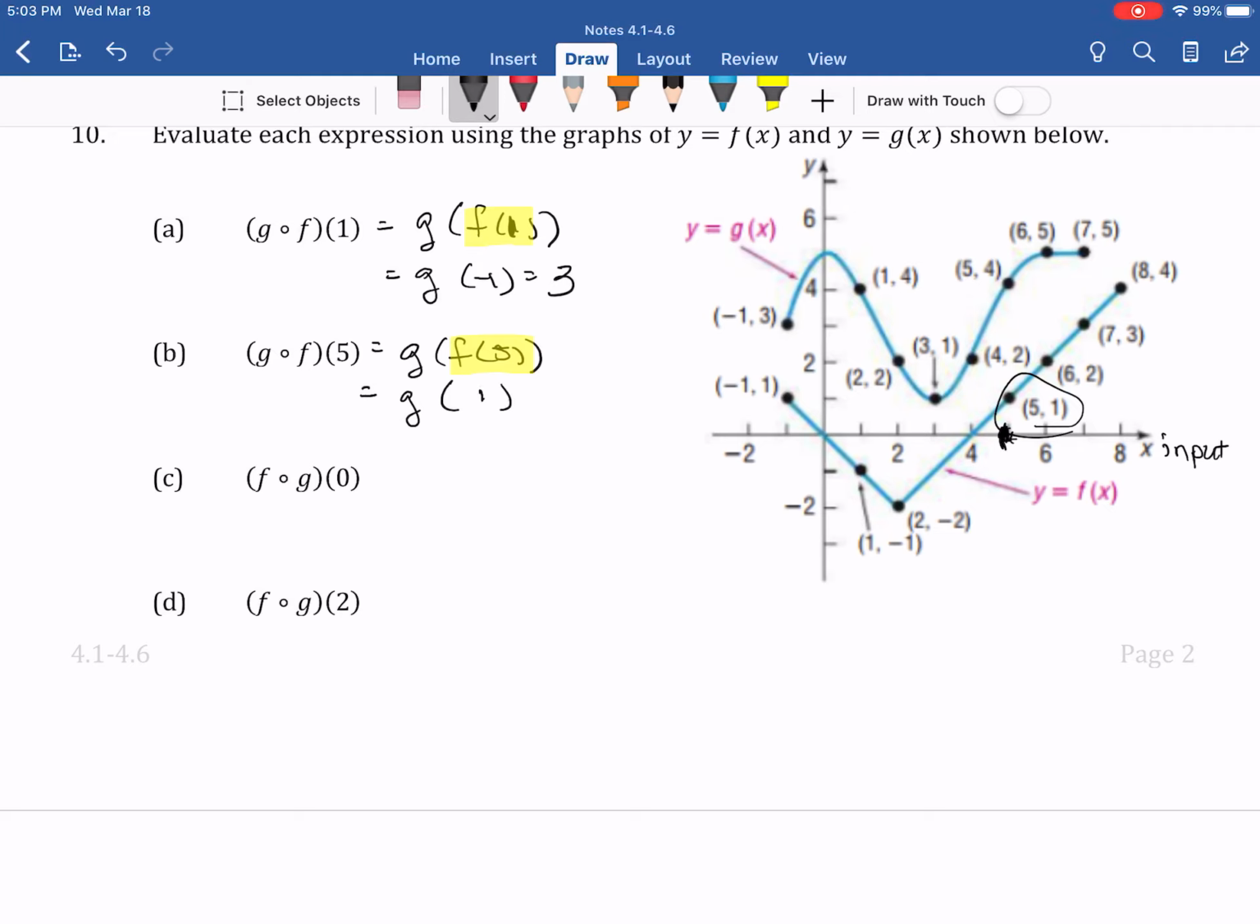Okay, now the input 1 goes into function g all the way up here, and we get the answer equal to 4. That's my output.